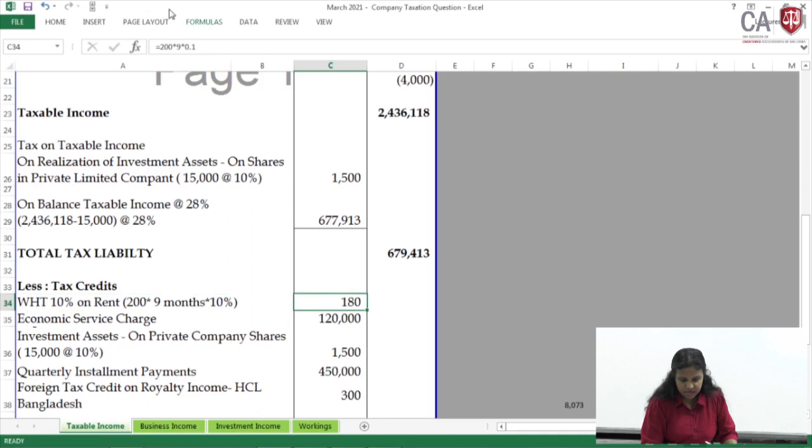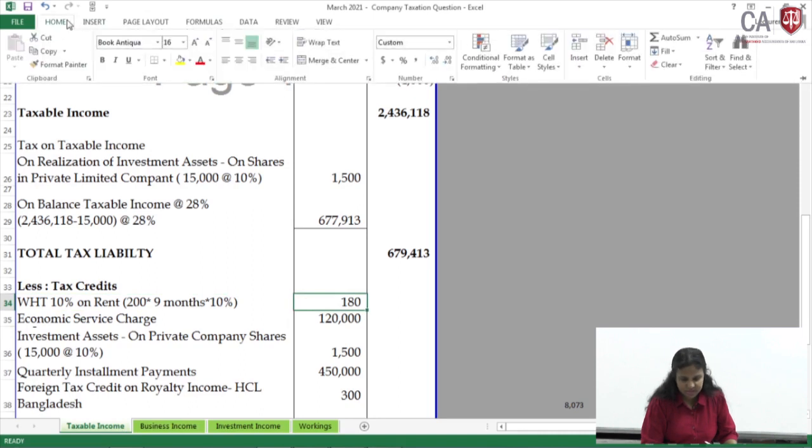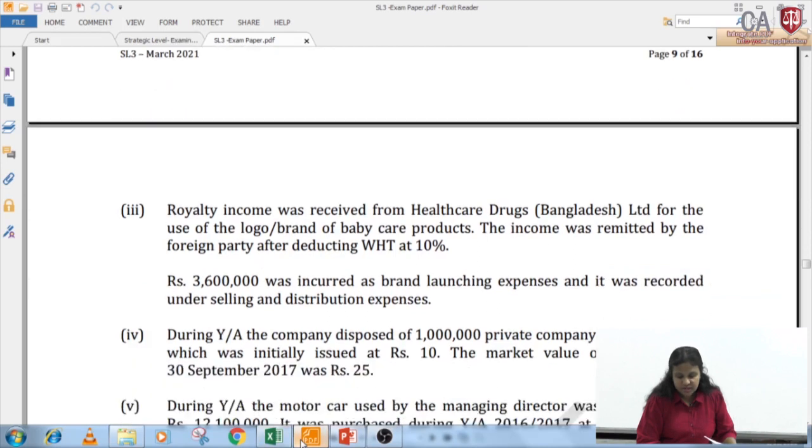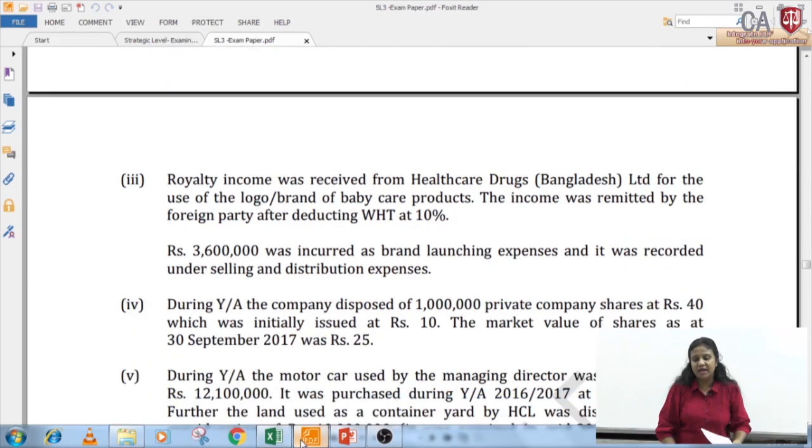Then I am going to the next adjustment, the Roman 3 adjustment of the paper. What is the Roman 3 adjustment? Royalty income was received from Healthcare Drugs Bangladesh Limited for the use of the logo brand of baby care products.